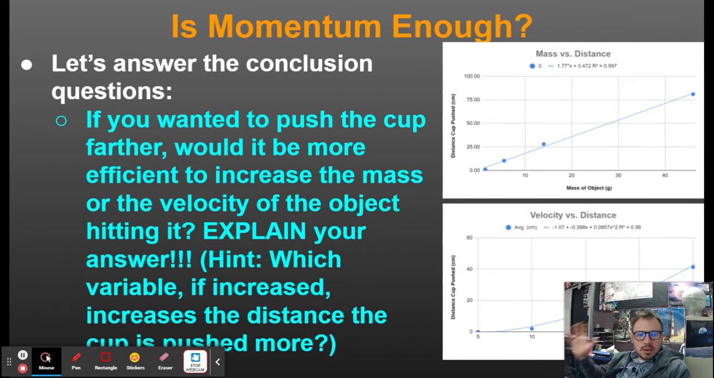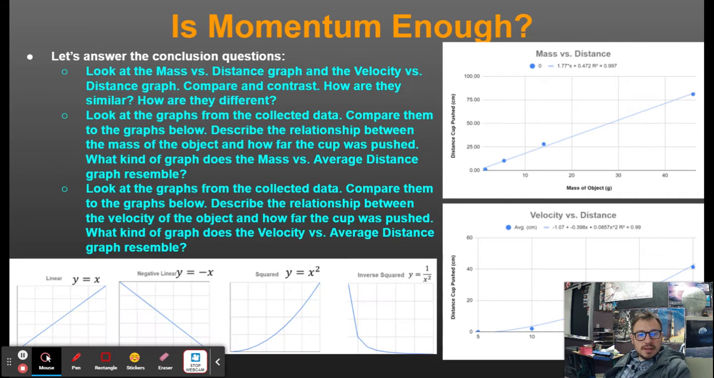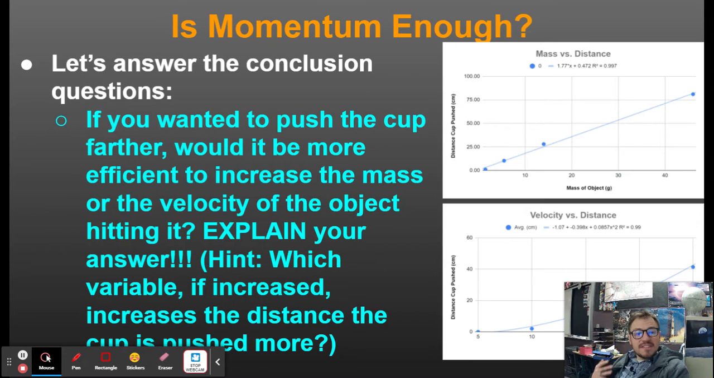So let's look at this big question that sums up this entire lab. If you want to push the cup farther, would it be more efficient to increase the mass or the velocity of the object hitting it? Explain your answer. What variable, if increased, increases the distance the cup is pushed more? Well, let's look at what type of graphs they are. The mass versus distance is a linear relationship. Velocity versus distance is a y equals x squared relationship. So it's going to be more efficient to increase the velocity because it goes up at an exponential rate.